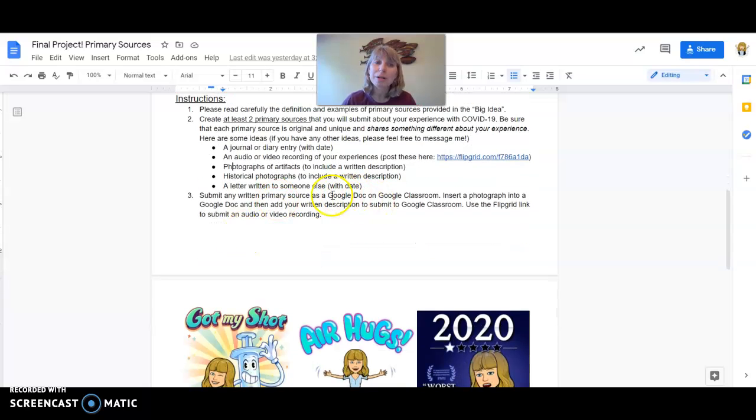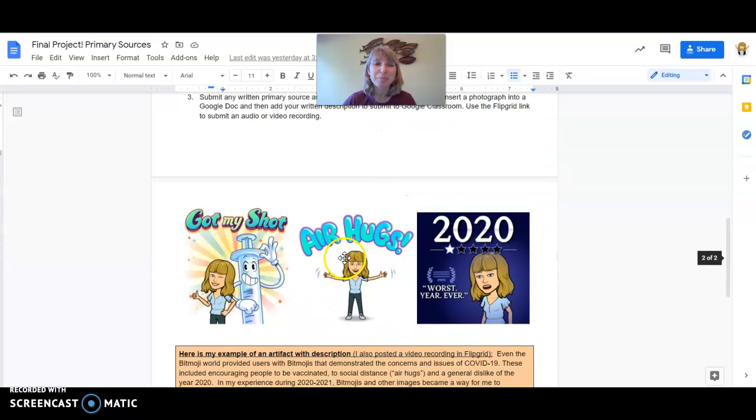If it's a written primary source, you'll just put it in a Google Doc and submit it to Google Classroom. You could have 2 written ones, or a written one and a photograph, or 2 recordings. It's any combination of 2 primary sources. If it's a photograph, insert it into a Google Doc, put your written descriptions, and submit that into Google Classroom. If you're doing the audio or video recording, you'll just submit that to Flipgrid and use the link. I gave an example on Flipgrid, so you can watch that if you'd like.